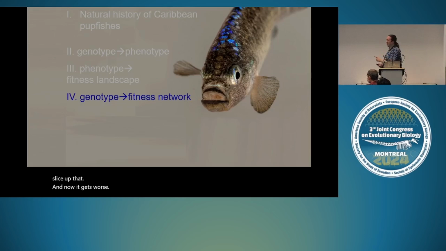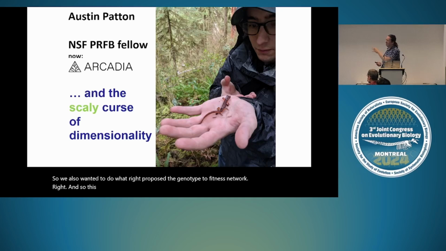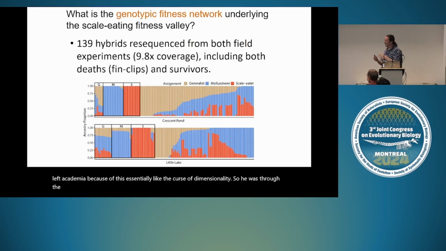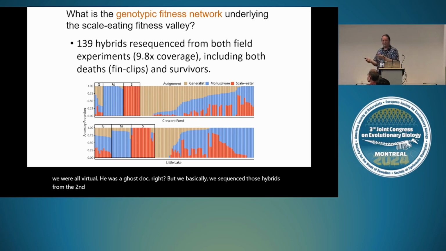So we also wanted to do what Wright proposed, the genotype to fitness network, right? This was work by my postdoc, Austin Patton, who now works at Arcadia. He left academia because of this, essentially the curse of dimensionality. Through the pandemic, Austin was working in a small cabin in the Oregon woods on this project, and we were all virtual. He was a ghost doc, right? But we sequenced those hybrids from the second experiment and some of the survivors from the first. So it's only 140 hybrids.